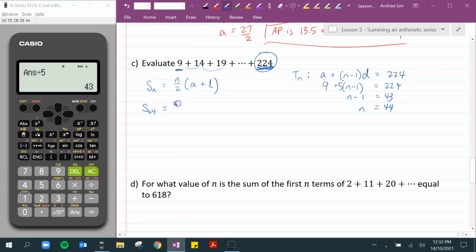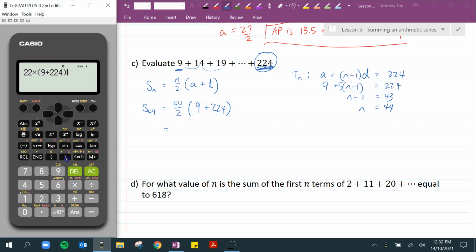So that's going to equal 44 over 2 times (a, which is 9, plus l, which is 224). What does that give us? 22 times (9 plus 224), 5,126.